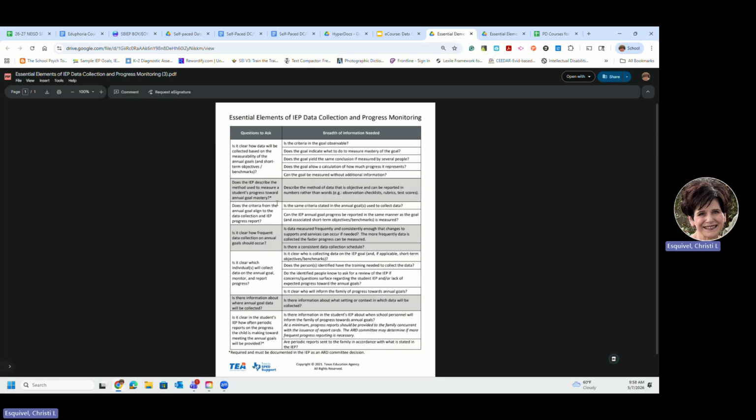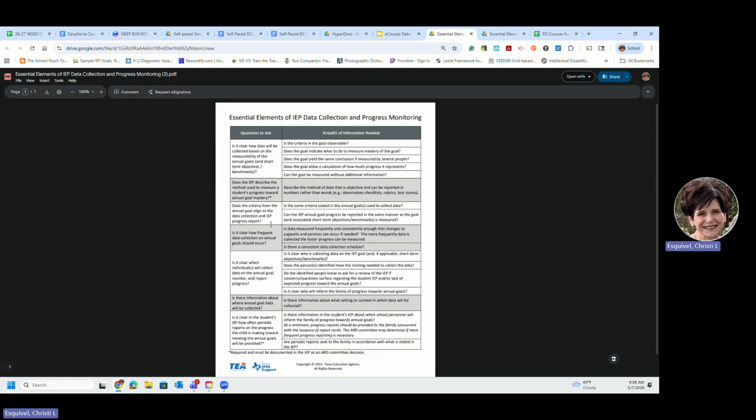The next question to ask, does the IEP describe the method used to measure a student's progress towards goal mastery? Think about section 6 in same goal. We use the check boxes to show a parent how we're going to measure the student's progress. So does it describe the method of data that's objective and can be reported in numbers rather than words? So observation checklists, rubrics, test scores. The district bank, I believe, has data collection, which is a good one to use. Check any of the ways that you're going to use to collect data for the goal.